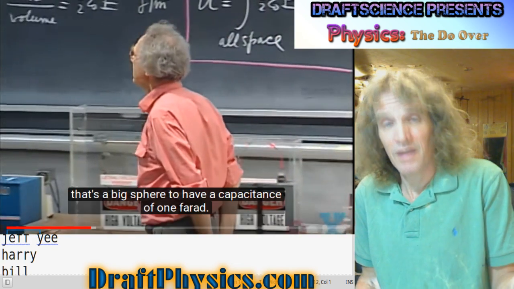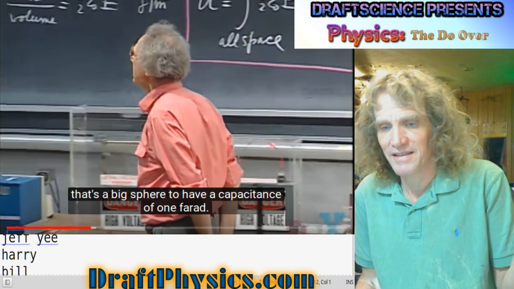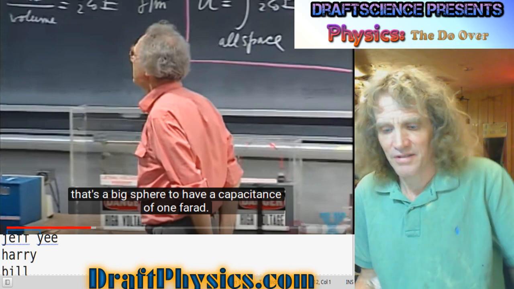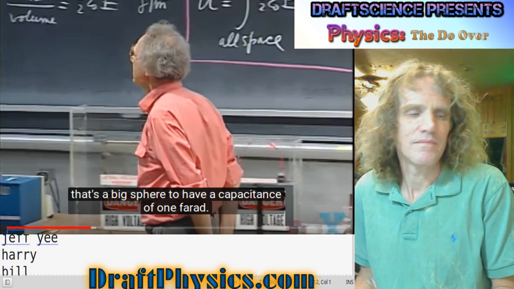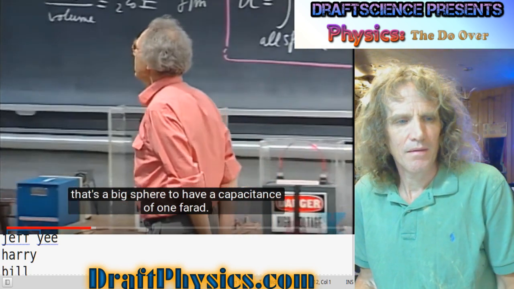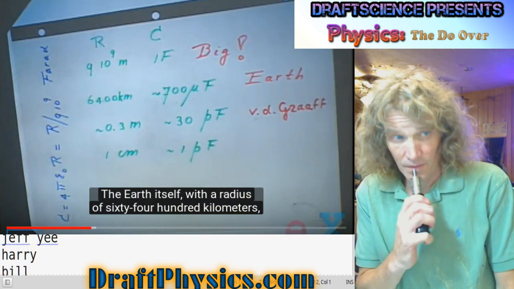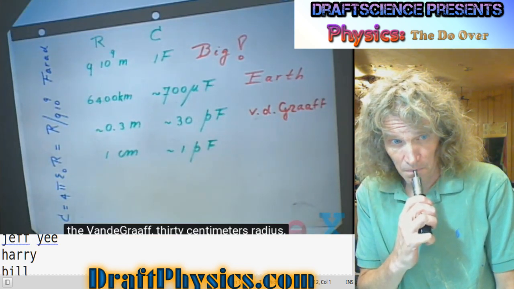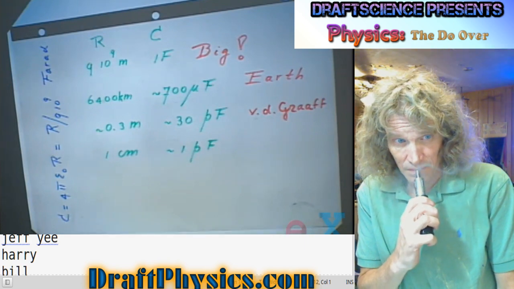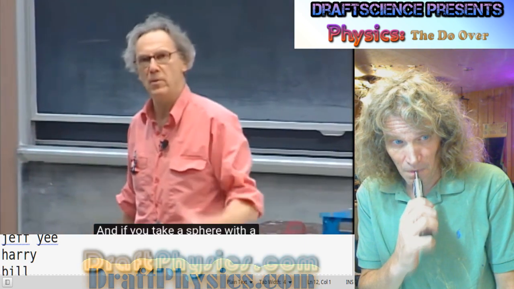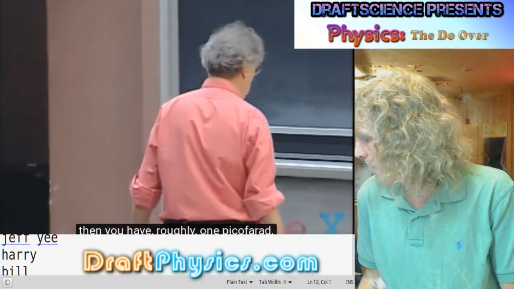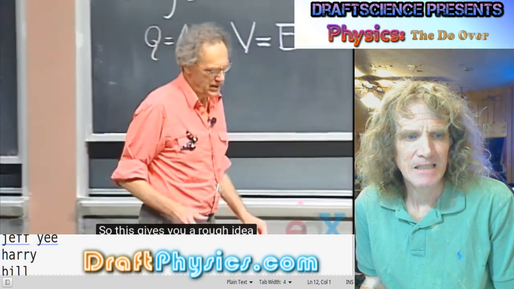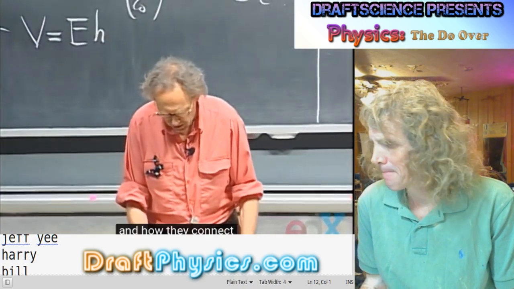So the distance from the Earth to the Moon is like the diameter of the Sun, or it's even more than that. So kind of silly. The Earth itself, with a radius of 6,400 kilometers, would have 700 microfarad. The Van de Graaff, 30 centimeters radius, would be 30 picofarad. The pico is 10 to the minus 12. And if you take a sphere with a radius of 1 centimeter, then you have roughly 1 picofarad, 10 to the minus 12 farad.